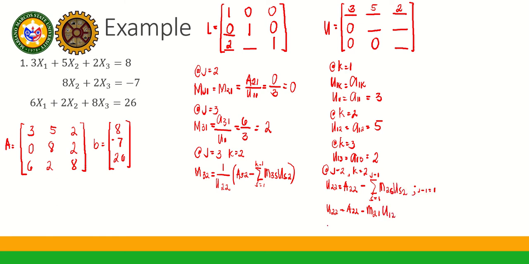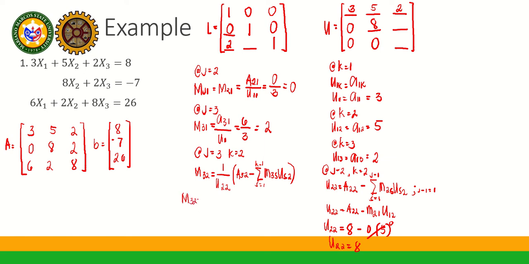So, substitute na natin yung mga values. We have U22 equals, what is A22? The element in the second row and second column of the augmented matrix, that is equal to 8, minus our M21, which is na-solve natin kanina, that is 0, multiplied by U12. What is our U12? That is 5. This is equal to 0, so our U22 is equal to 8. Okay, so we can now plug the value for U22 dito. Okay, 8. And since we already solved for U22, we can substitute it here.